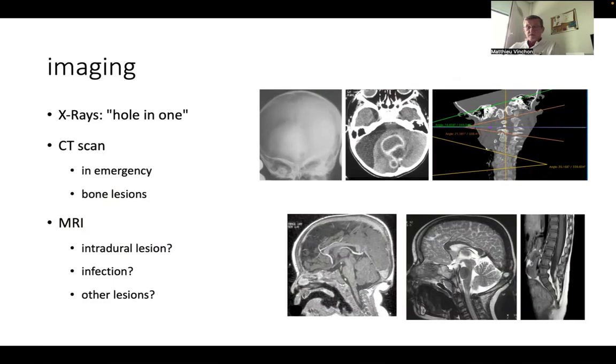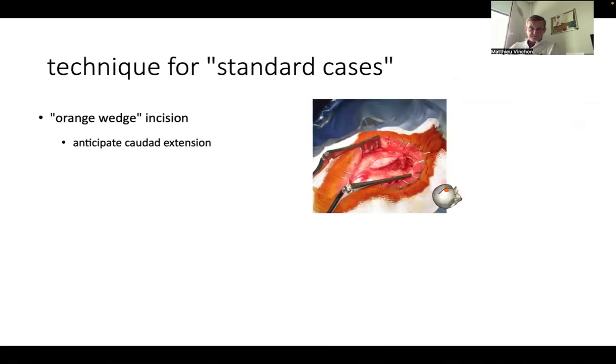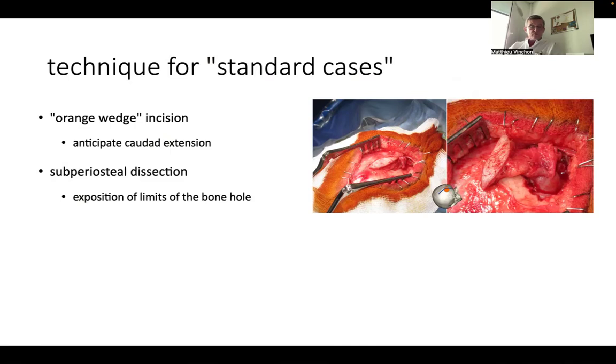had a lumbosacral lipoma. The technique for the standard case is, again, to do an orange wedge incision. We have to anticipate extending the incision back caudally, because you have to follow the fistula, which can go very low in the posterior fossa. And you have to remove the bone around the fistula with a drill, with a gouge, or anything you like, to expose the limits of the penetration of the fistula in the dura mater.